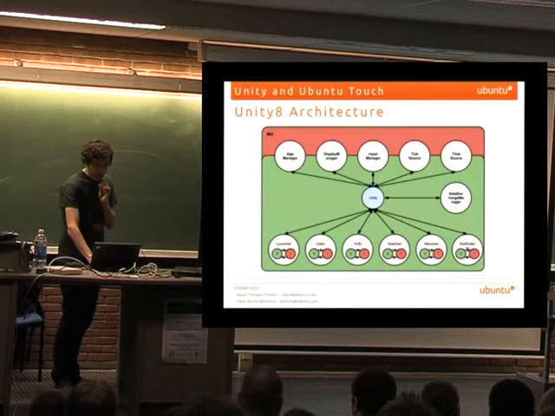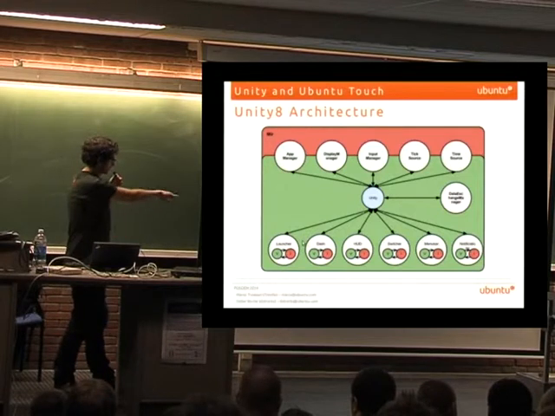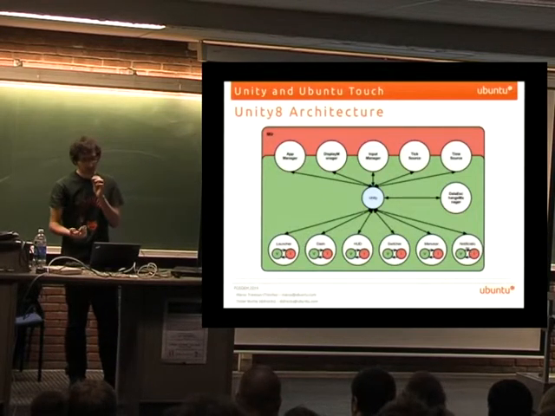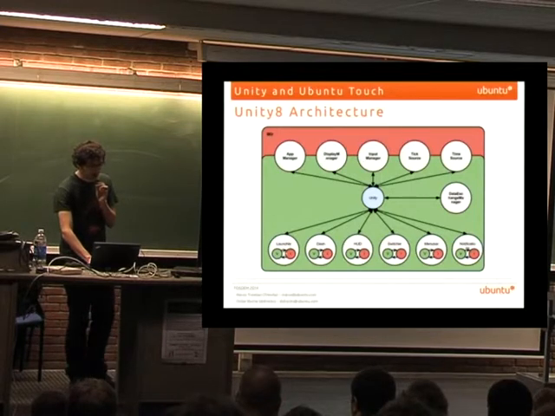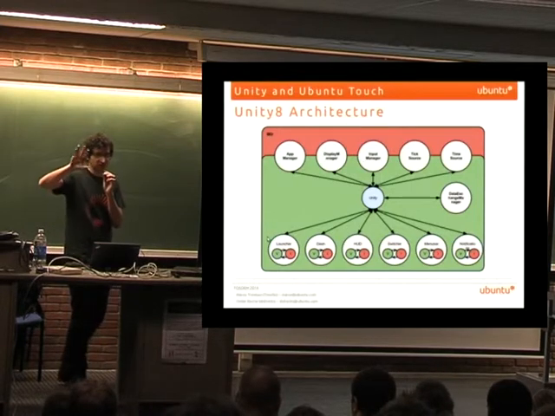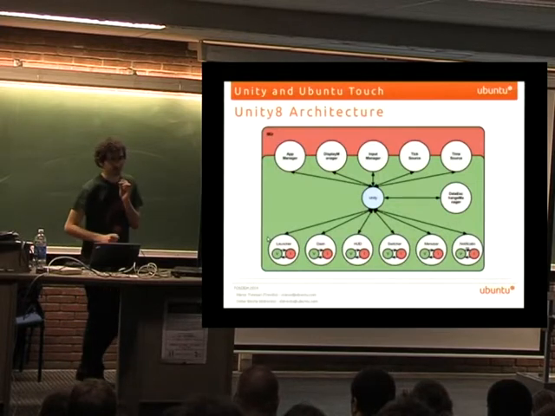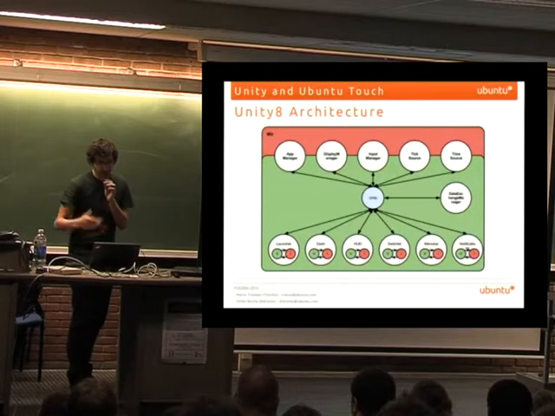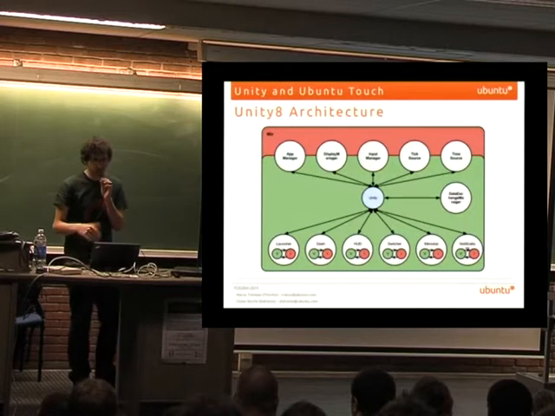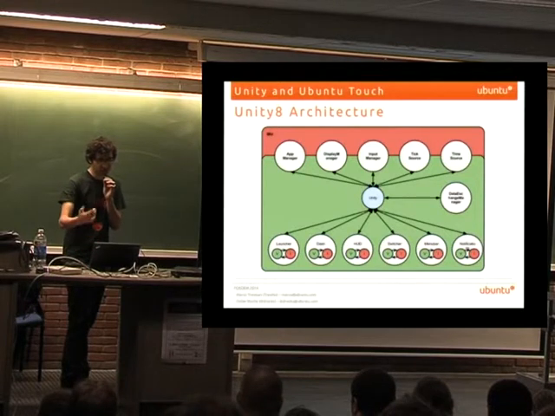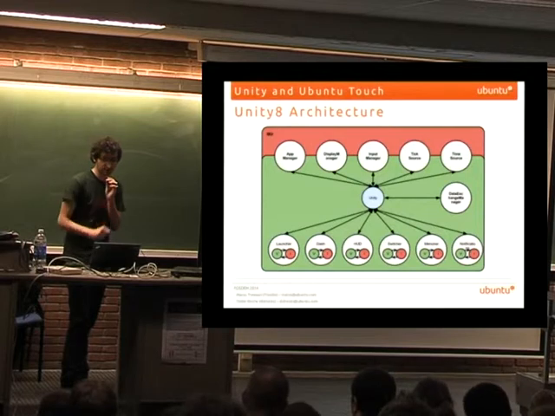All the components that you see on the lower part are implemented in libraries, so you can basically change your launcher, use all the other Unity 8 components, and implement a new launcher if you want. And it's the same for the dash, for the HUD, and all the other facilities that we provide. So it's really easy to take Unity 8 and change one piece of behavior to something else.